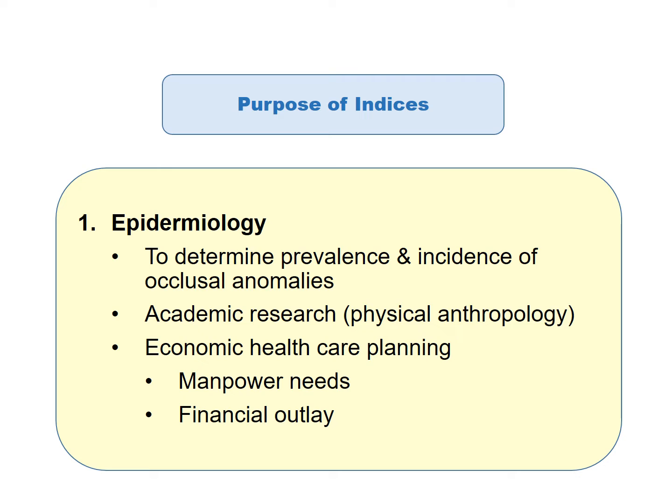Now, what is the purpose of an index? An index can be used for epidemiological purposes, that is, to determine the prevalence and incidence of occlusal anomalies. It can be used for research purposes in the field of physical anthropology, and it can be used for economic healthcare planning to plan manpower needs and the financial outlay needed for provision of services.